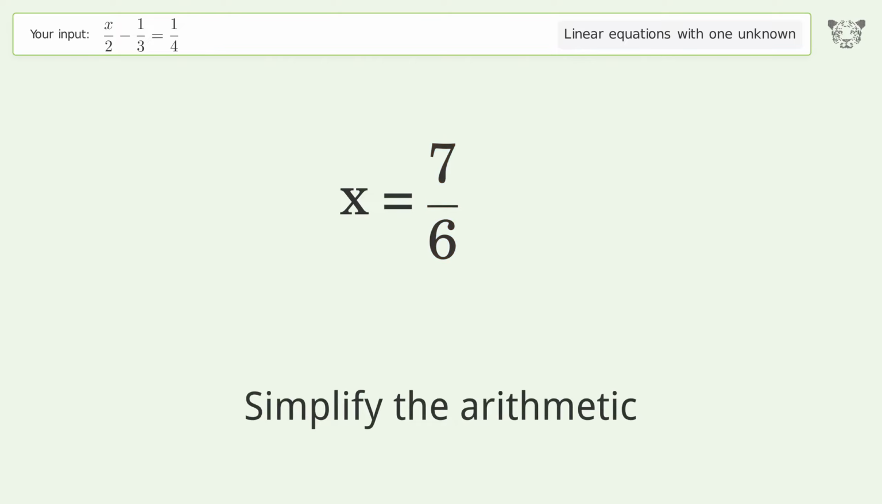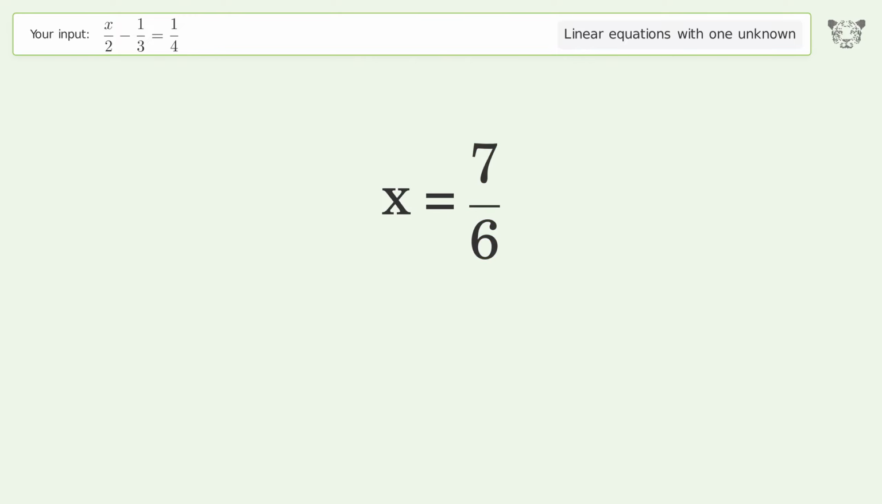And so the final result is x equals 7/6.